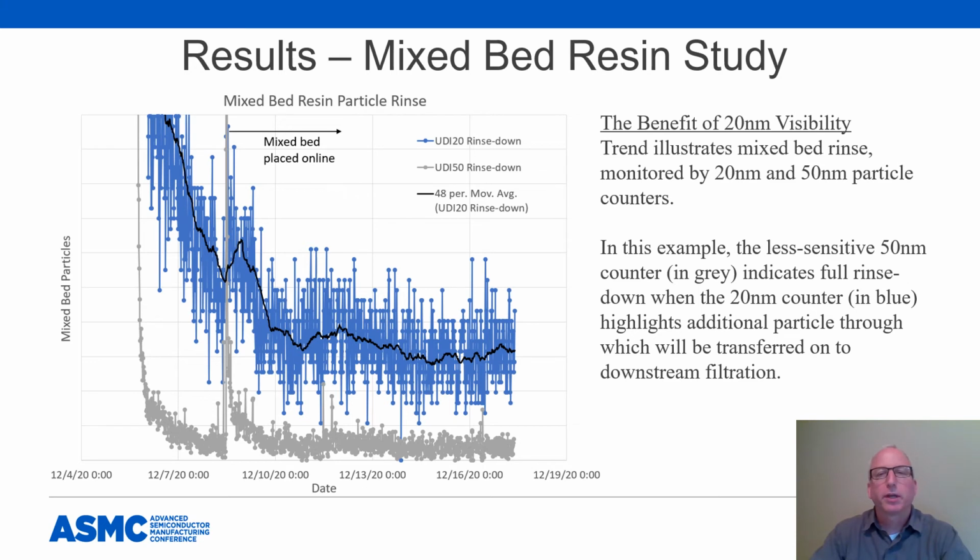The subsequent spike and second rinse down early in the 50 nanometer counter trend in gray shows the timing of that action. During the same period, the 20 nanometer counter in blue is clearly still experiencing a steep rinse down, only partway to its ultimate baseline. The area under the rinse curve highlights the total sub 50 nanometer particle throw, which was transferred onto and potentially through the final filtration system downstream. A move to 20 nanometer monitoring can help optimize rinse timing, which can reduce filter loading and have the potential to improve manufacturing yield as well.